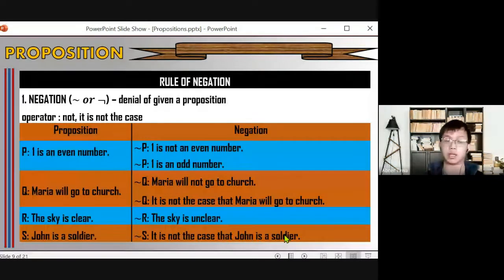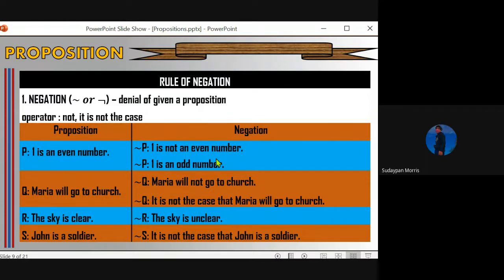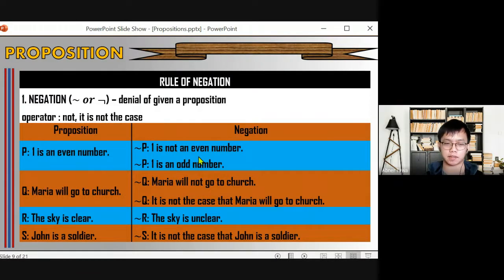So that is how we negate, or the rule of negating a given proposition. Okay. So may katanungan ba sa rule of negation or question? Nakuha ba? Yung proposition na to, not R, the sky is not clear. Now, kapag kunin mo yung negation, kunin mo yung kabaliktaran. Since this is not R, R na yan. So, anong kabaliktaran ng the sky? Awan, sir.